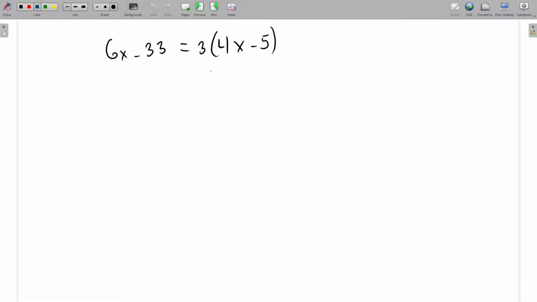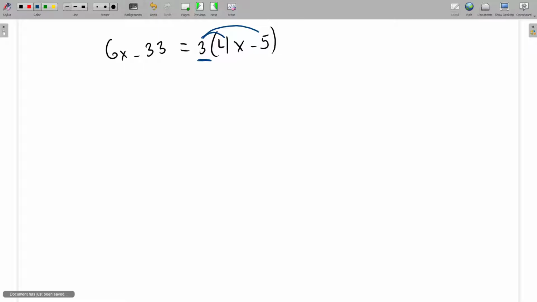Alright, let's look at a second example where we have basically the same thing that we just did, but there's an additional step in the very beginning. So when you first look at a problem, notice if there's any parentheses. If there's any parentheses, is there a number in front of it? If there is, you need to distribute that number through, meaning you need to take that number that's in front of the parentheses and multiply it to every piece inside of the parentheses.